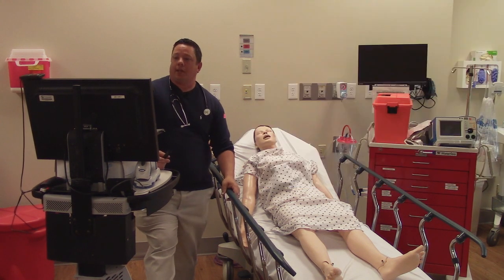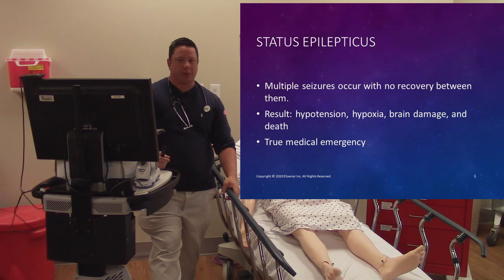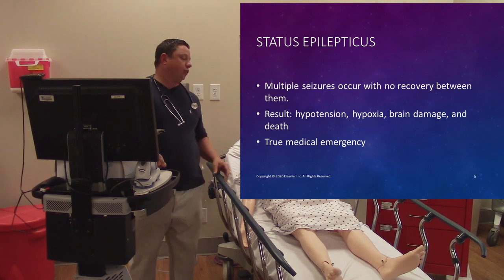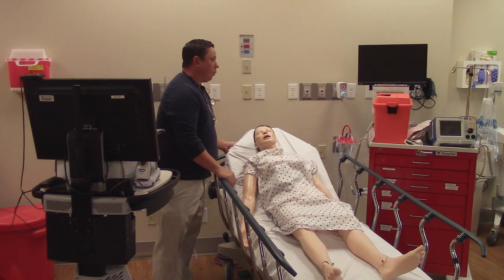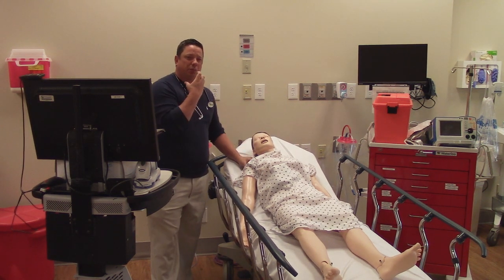So status epilepticus, this is multiple seizures occur with no recovery between them. This is very, very risky. And when you have somebody having a seizure, just like that girl, what would we have done? We probably would have set her back a little bit. Hers was kind of more specific because she's bleeding out her mouth.